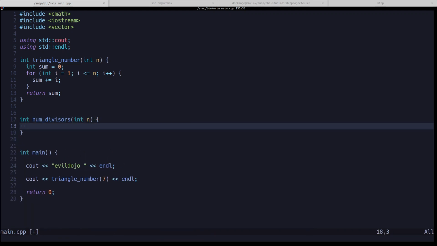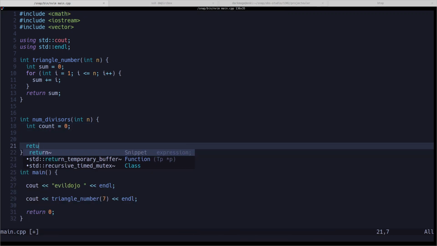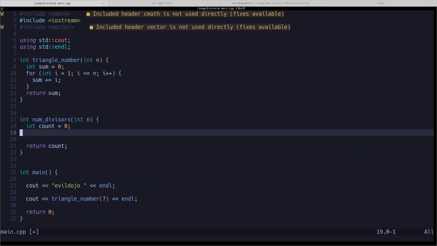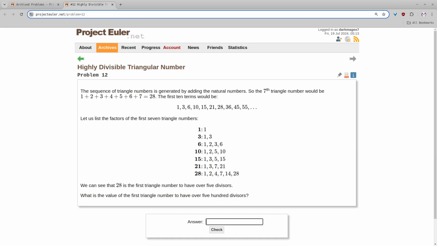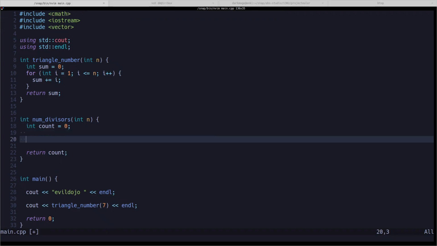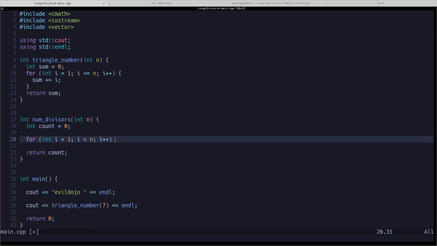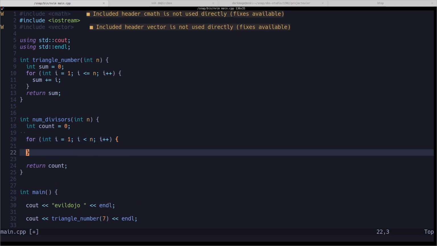We need a function to count the number of divisors in a number. So we're counting 1, right? Do we count the number itself? Yeah. So that'll be an optimization strategy. But let's just be naive about it to start with.